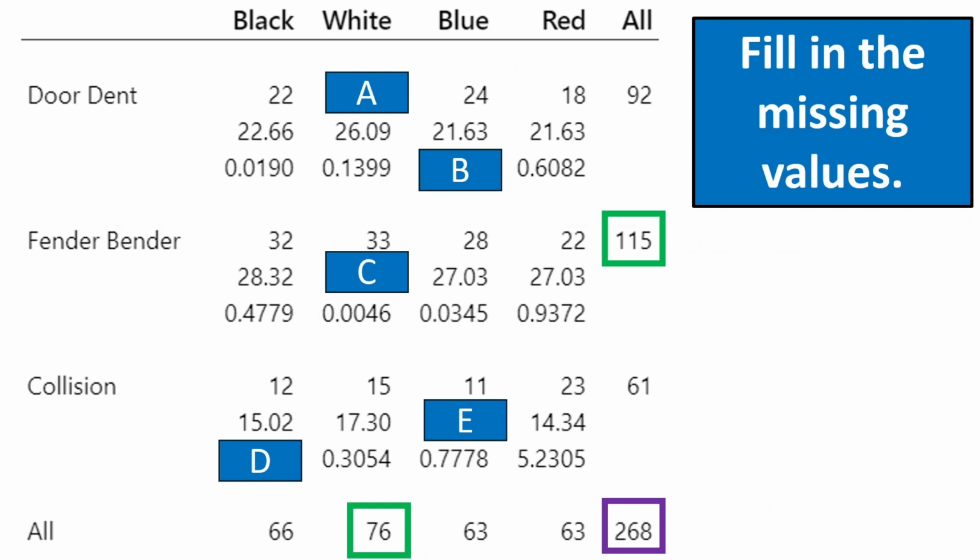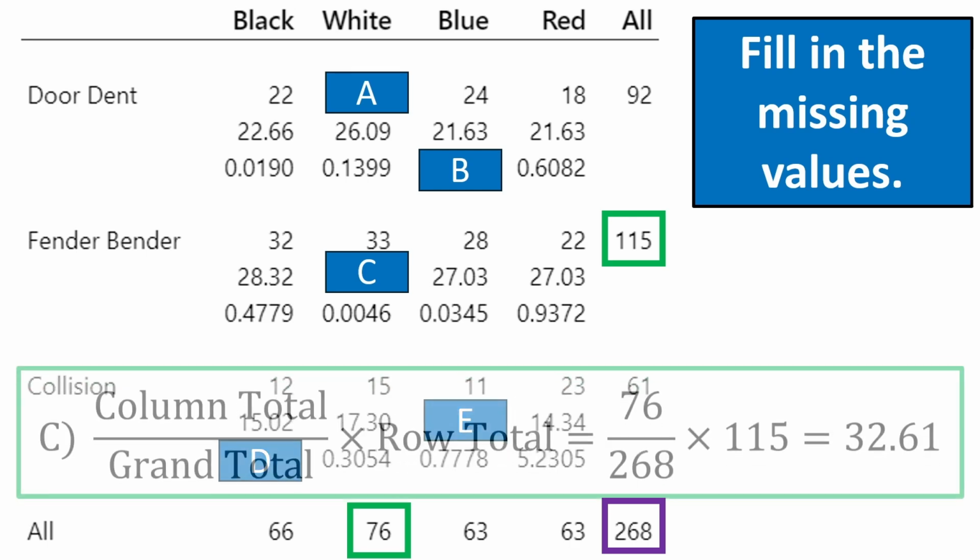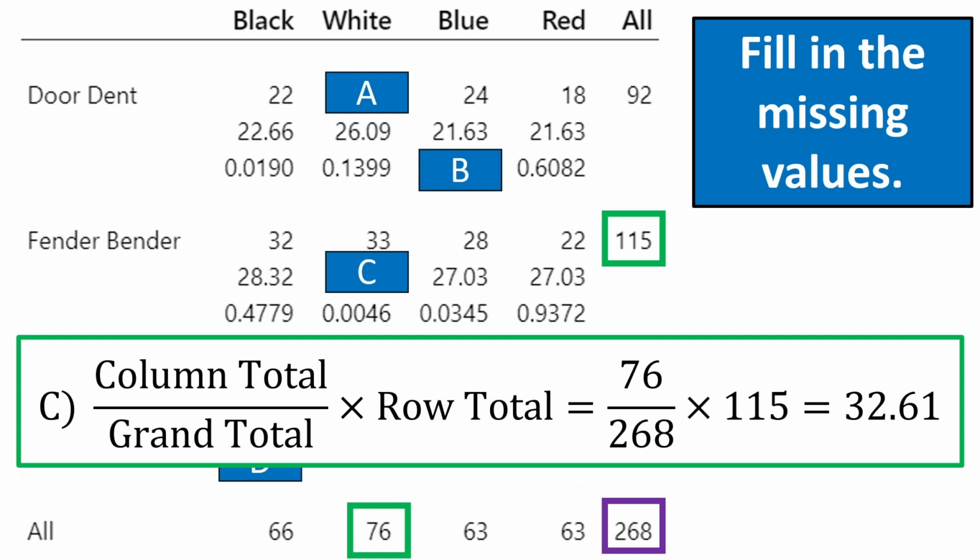So in the next case, we're looking at the contingency, a white car. The accident type is fender bender. You can see it's the second number that is covered up. That second number is the expectation, assuming the null is true. To calculate expectations, we need to look at the column total, the row total, and the grand total. And so here we take the column total, which in this case is 76. We divide by the total sample size, 268, and we multiply by the row total, which is 115, and we get 32.61.